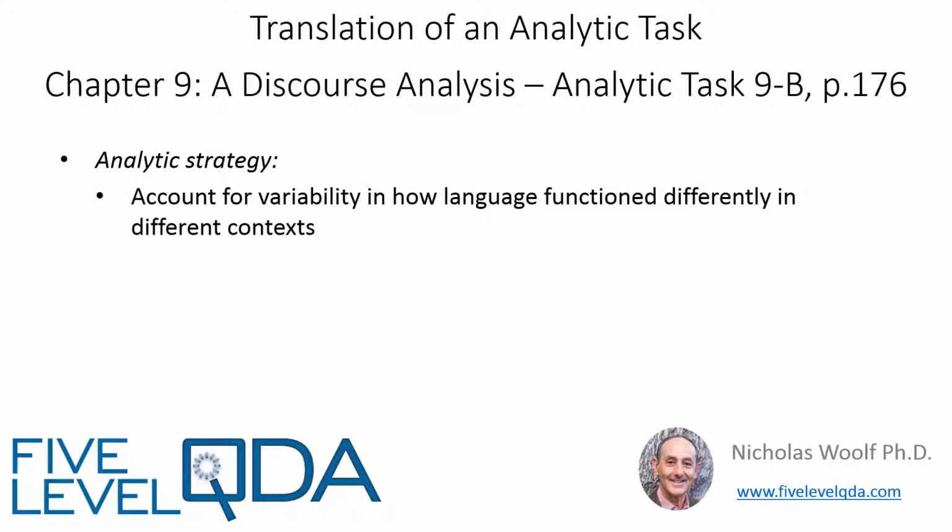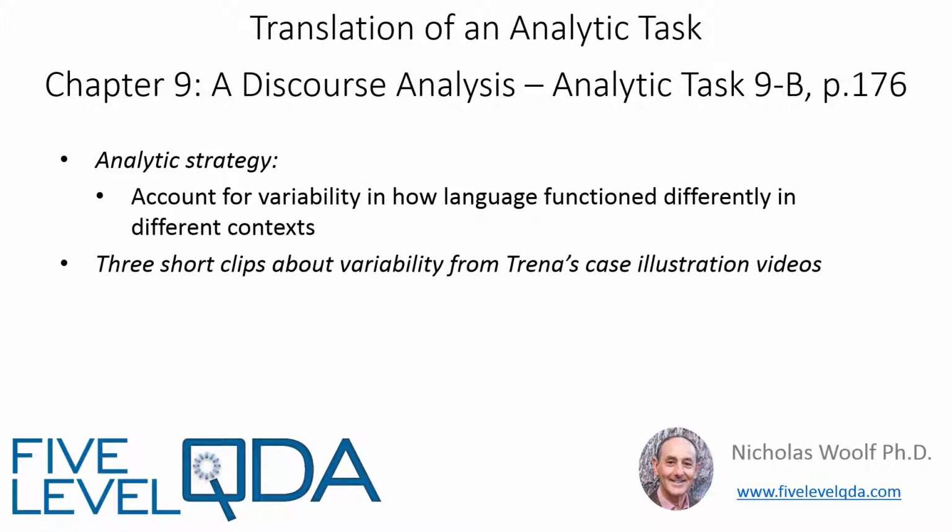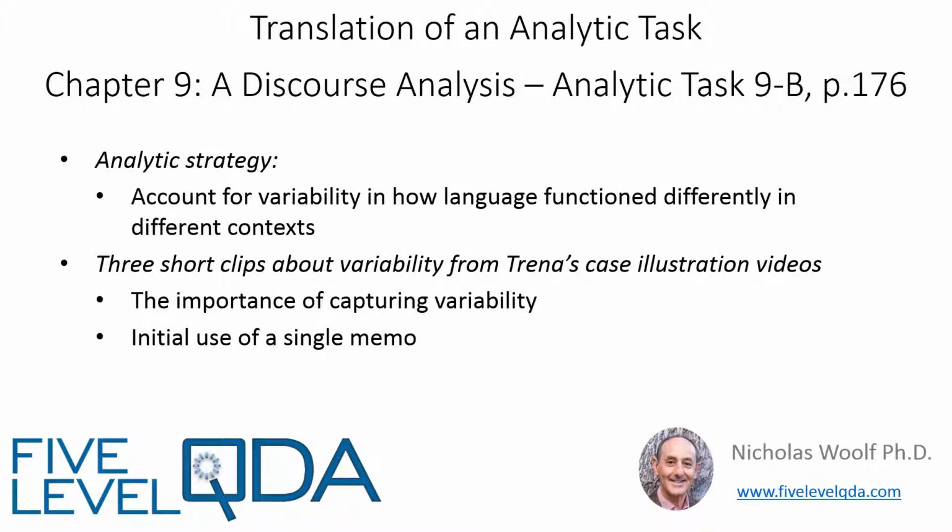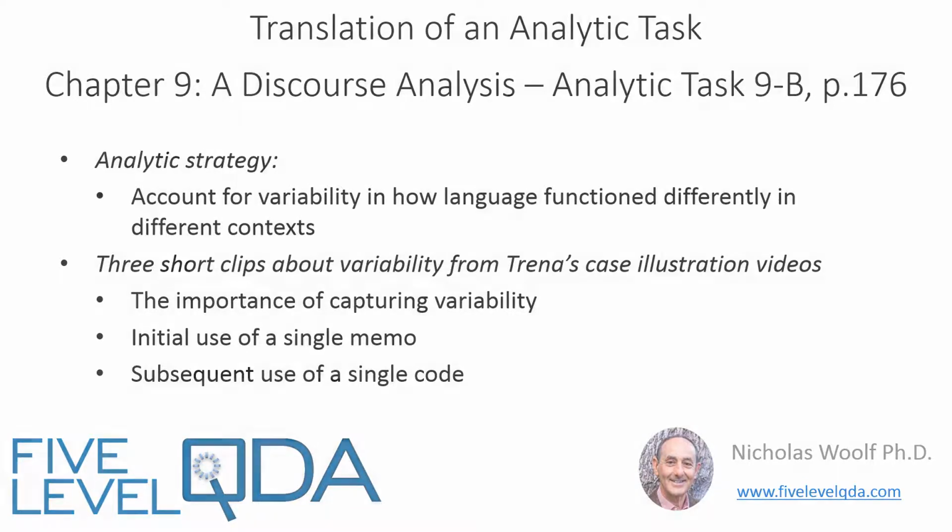So the analytic strategy we will be working on is the last part of Analytic Task 9b, which is to account for the variability in the way that discursive features, or language, functions differently in different contexts. I have 3 short clips from Trina's case illustration videos. The first about the importance of variability in discourse analysis methodology. The second about how Trina initially represented variability in ATLAS.ti using a single memo. And the third, describing how in the final ATLAS.ti project she switched to using a single variability code to use whenever they encountered a difference from the typical use of a discursive feature in the data.